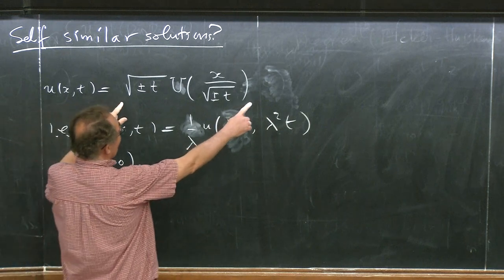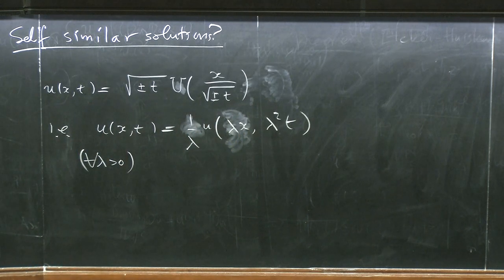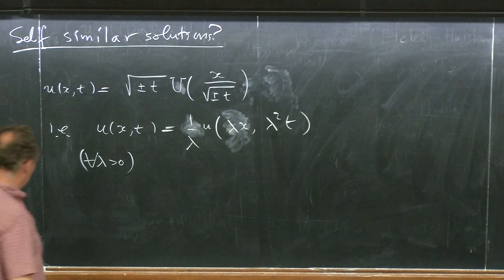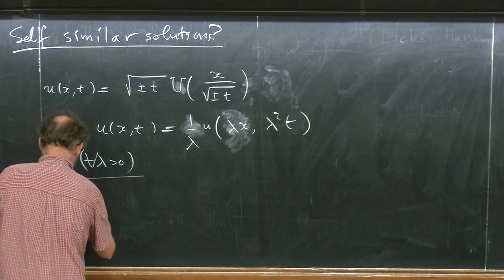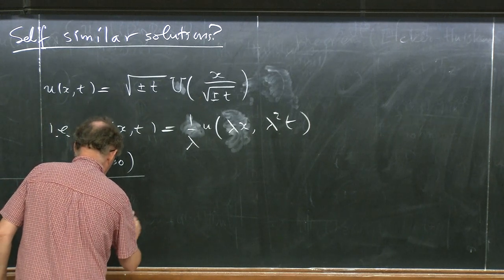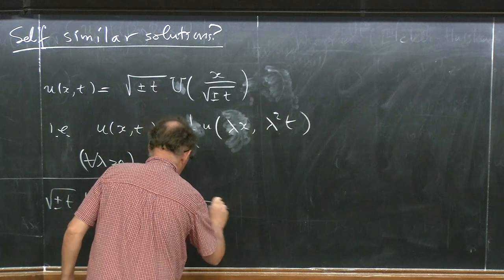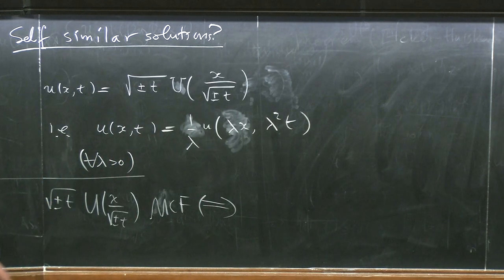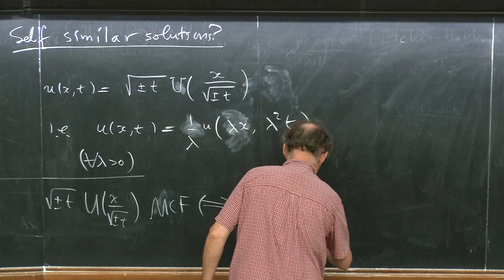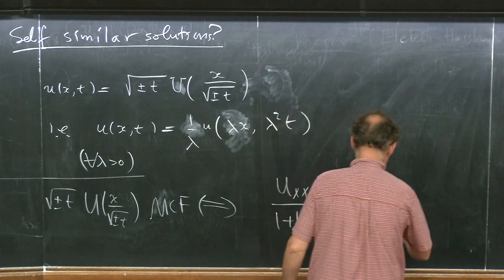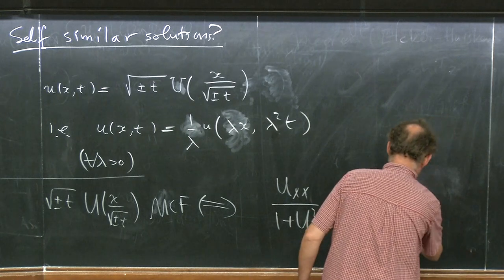So the question is, when is a function of this type a solution of that differential equation? So you just substitute it and you do the calculation and you find that this thing satisfies mean curvature flow if and only if U satisfies this ODE. There's a factor 1/2.